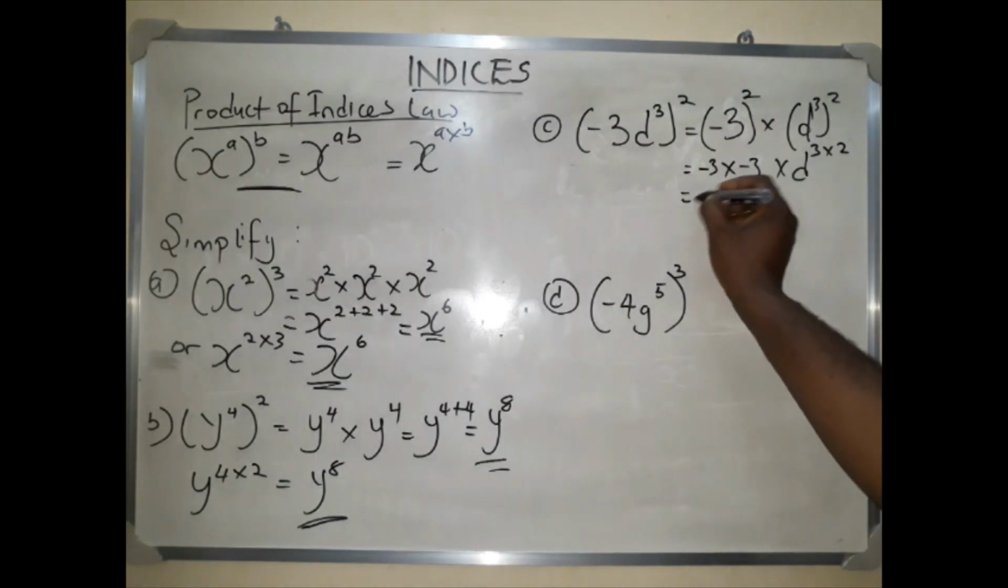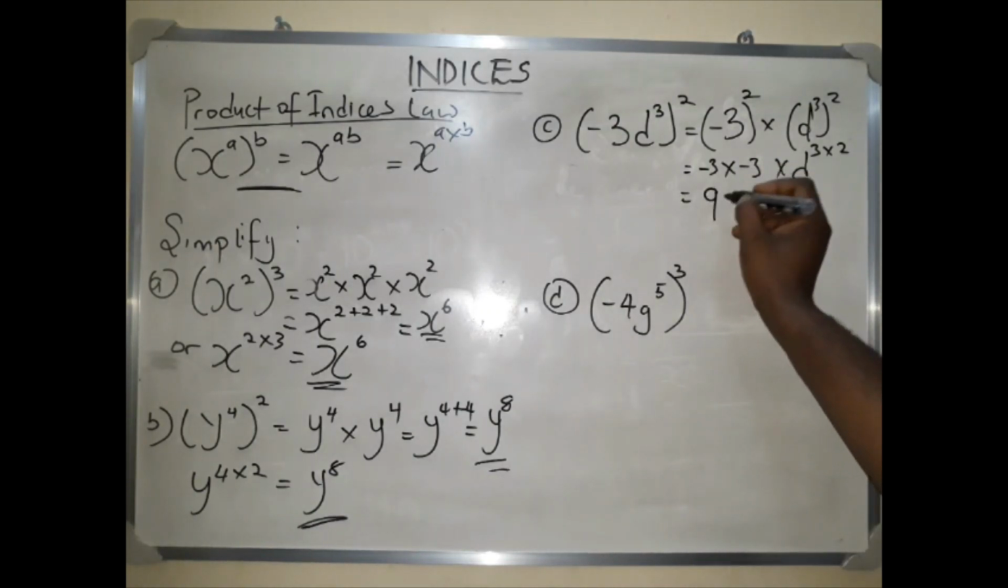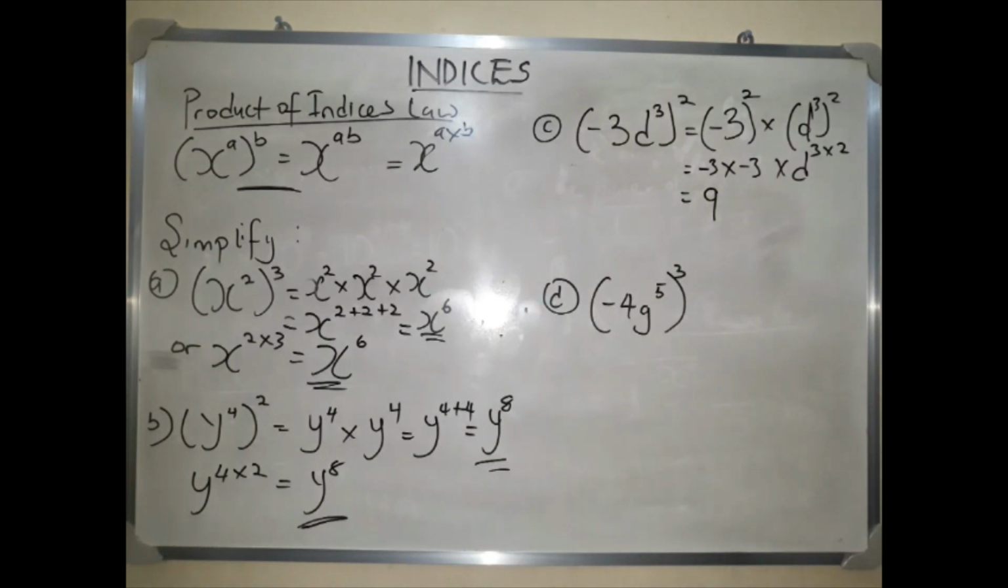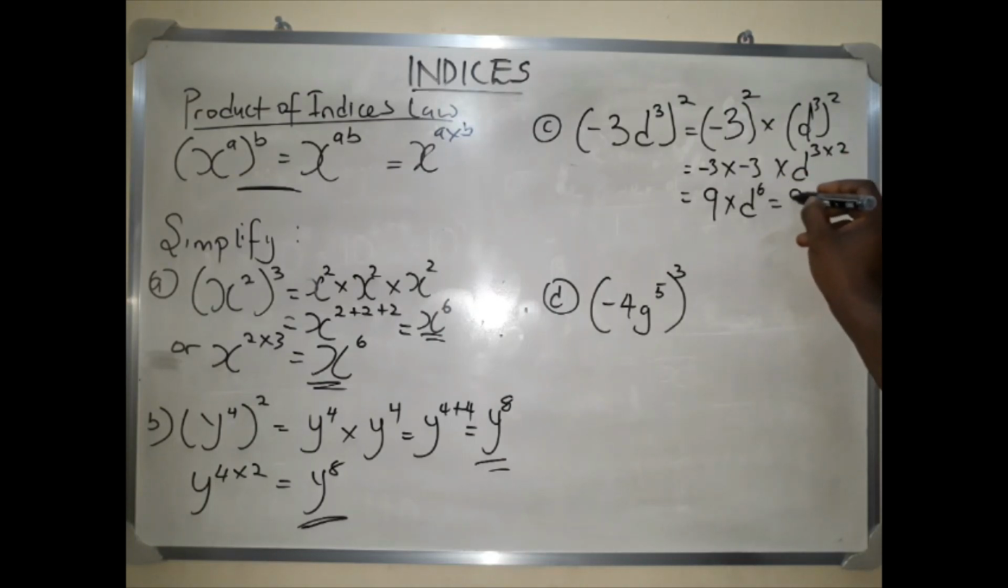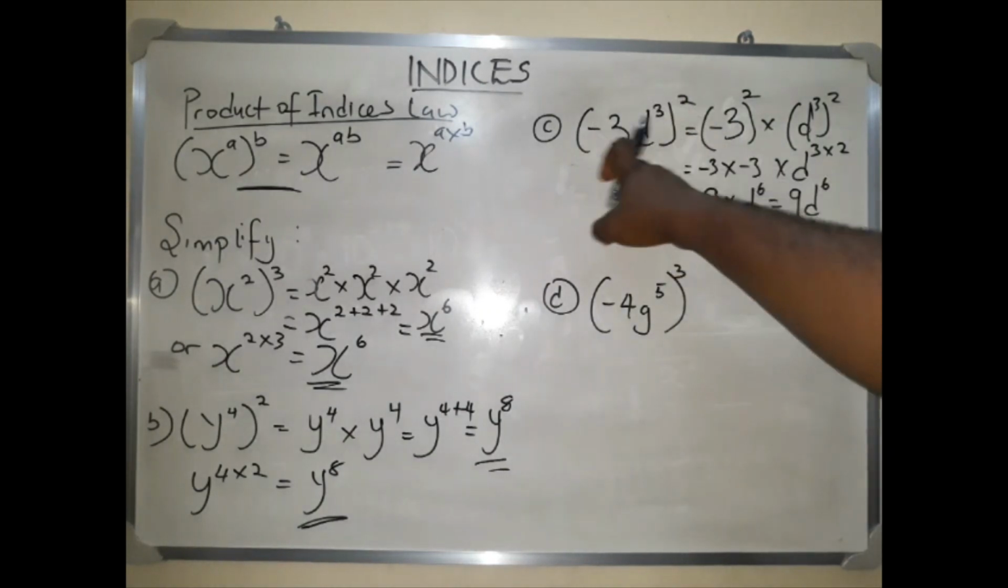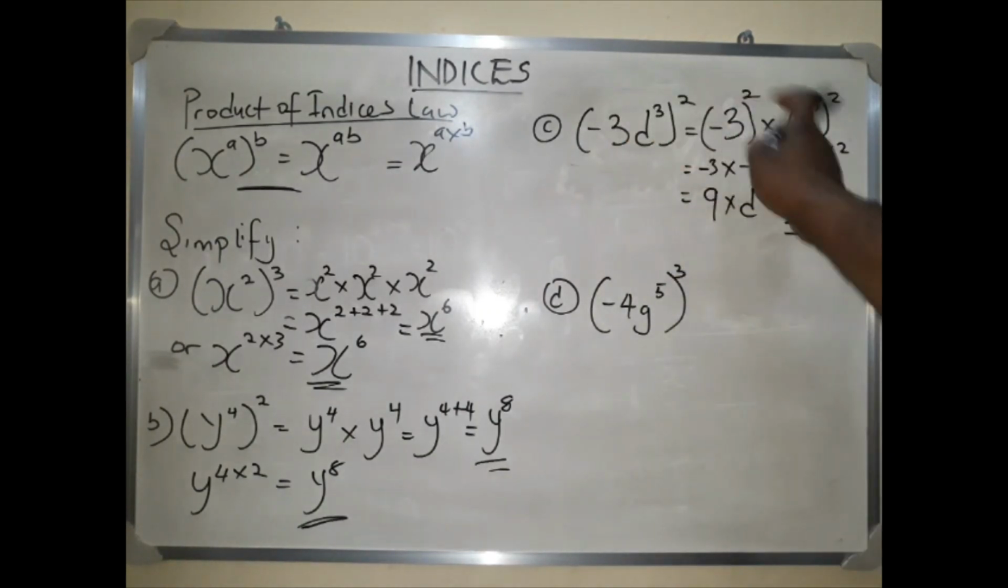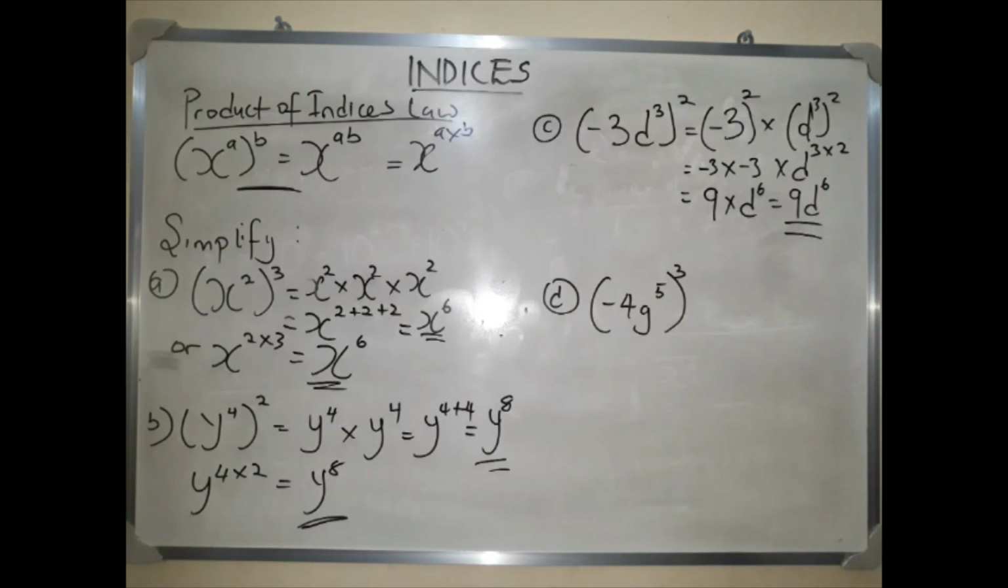So now minus 3 times minus 3 will give you plus 9, while d raised to the power 3 times 2 will give you d raised to the power 6, which will now give you 9d raised to the power 6. So it's very important for you to note that when you're raising a bracket to a certain power outside it, then everything inside that bracket must be raised to that power. So everything here in this bracket is raised to a power of 2. So that's how we got this final answer of 9d raised to the power 6.